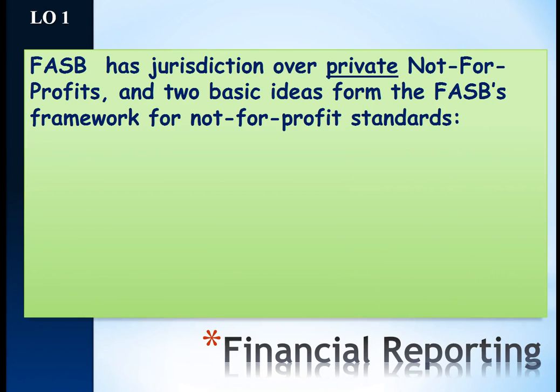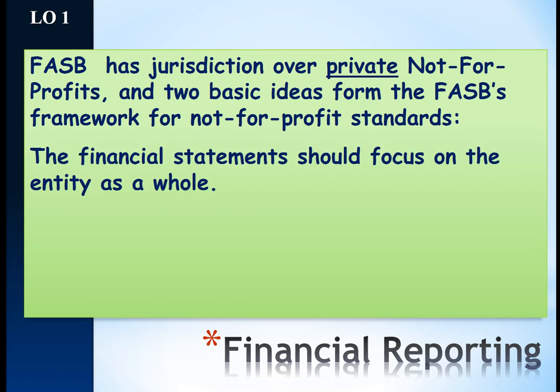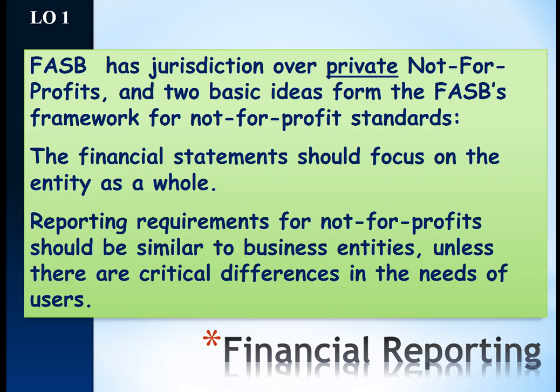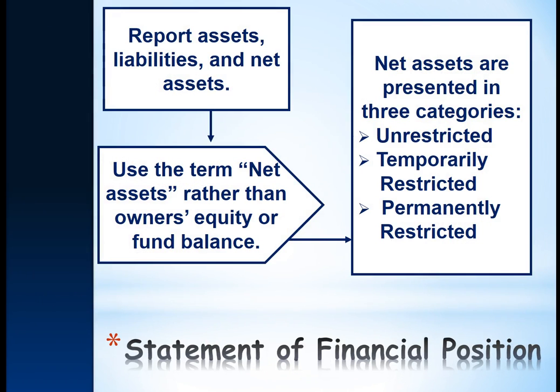FASB has jurisdiction over private not-for-profits, and two basic ideas form the FASB framework for not-for-profit standards. The financial statement should focus on the entity as a whole. Reporting requirements for not-for-profits should be similar to business entities unless there are critical differences in the needs of the users. Those are the guidelines. So, they have to report assets, liabilities, and net assets. They use the term net assets rather than owner's equity or fund balance. Net assets are presented in three categories: unrestricted, temporarily restricted, and permanently restricted.